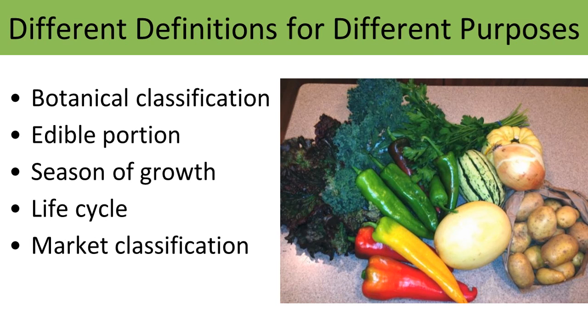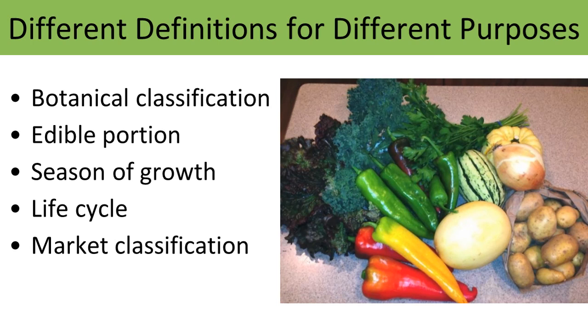We have different definitions for different purposes. So if we are talking horticulture, plant science, botany, we're going to classify our vegetables in a botanical way. If we are shopping at the grocery store and looking at different types of things to eat, we may classify them by what portion of the plant we're eating.